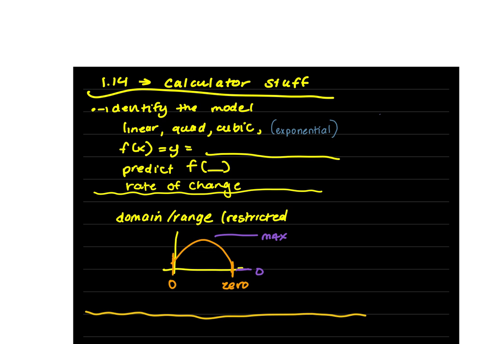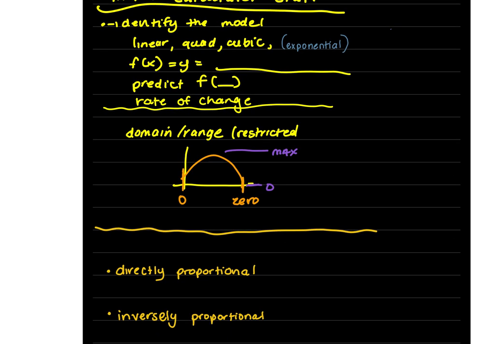Okay, and then also in 114 was our quadratic and our cubic stuff. Here's a model of some sort, answer a question, talk about what's the restriction on a domain, right?